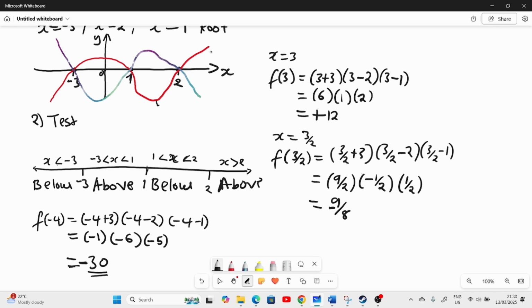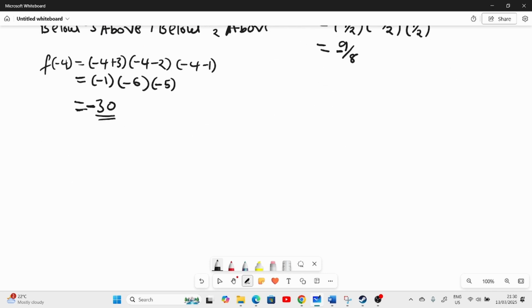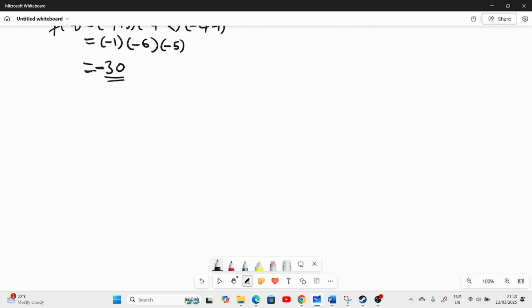Okay, and the red one just agrees with what we are finding here. So the actual graph will look like this. The final one, let's draw the final one now. So the final one should look like this. Okay, it should look like this.